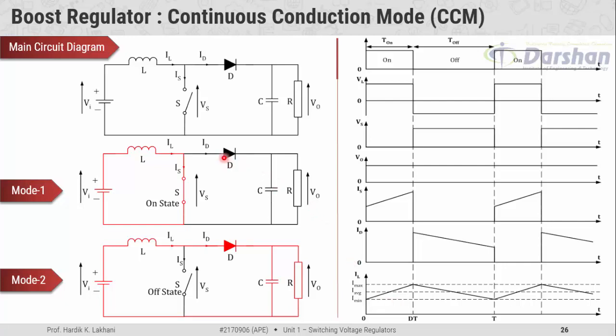During the mode 1 operation, diode is in the off state condition, so there is no current flow through the diode. Hence, here in the waveform you can observe ID is equal to 0. At the instant dT, when the current reaches the maximum value, the switch is turned off and the mode 2 operation of the boost regulator begins.